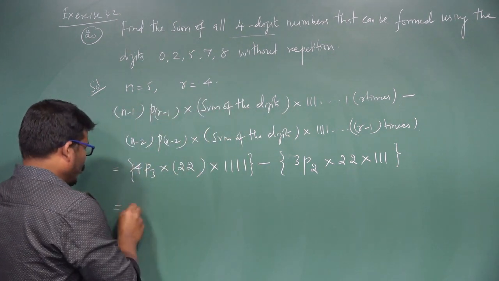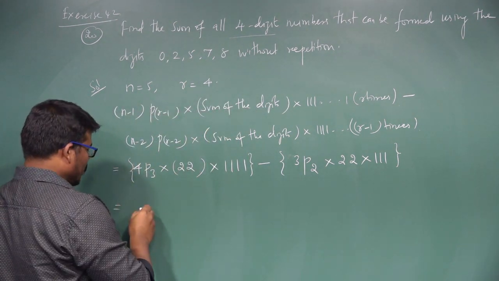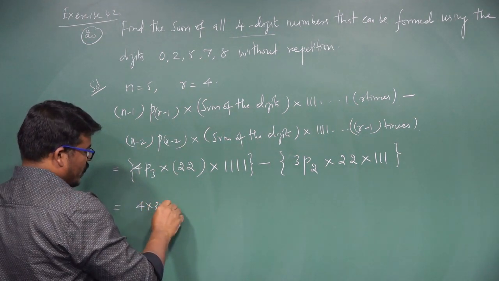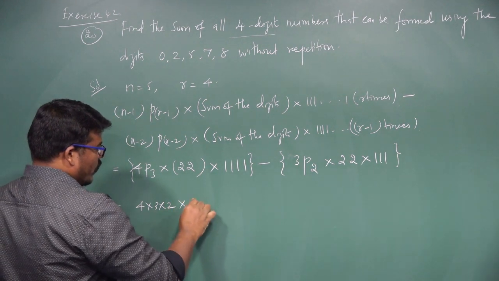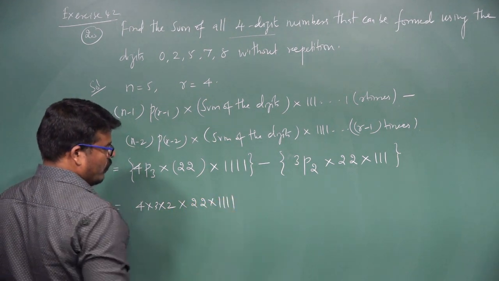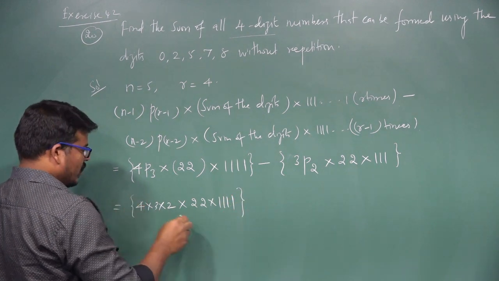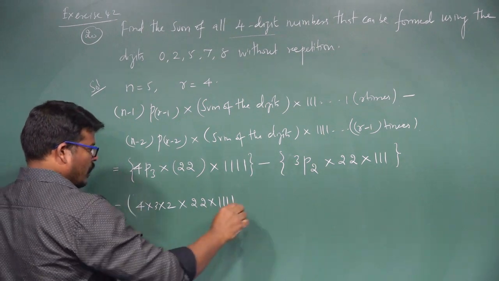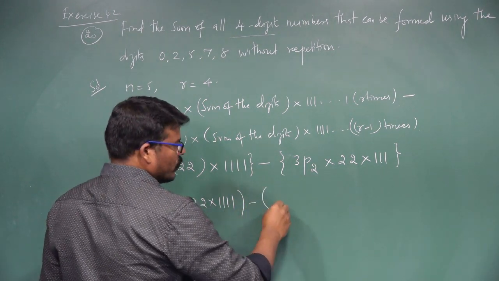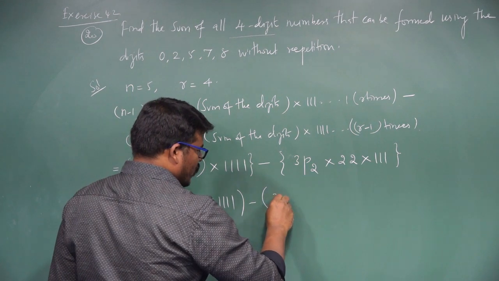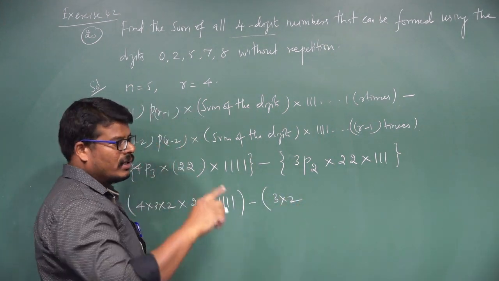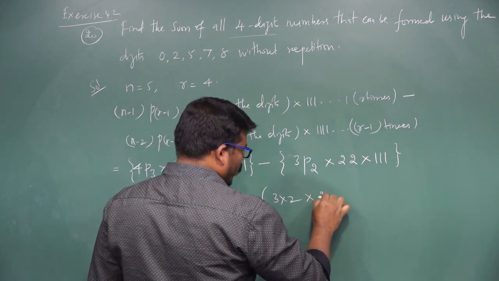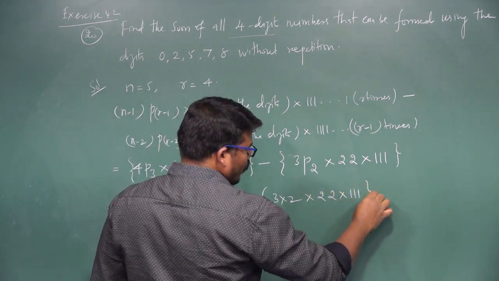Now expand the value. 4P3 is 4 into 3 into 2, into 22 into 1, 1, 1, 1 (4 times), minus, let me bracket, 3P2. The value is 3 into 2, or 3 factorial by (3 minus 2) factorial, which is 3 into 2, into 22 into 1, 1, 1 (3 times).